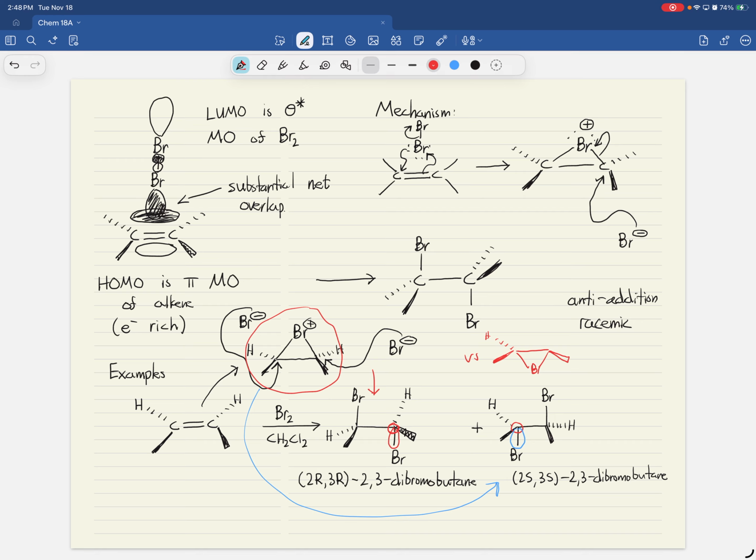So maybe if you want, if you can, think about what if you attack this group? Would you get the same two products on the bottom if the bromine is pointing downwards? The answer is yes. So see if you can convince yourself of that.